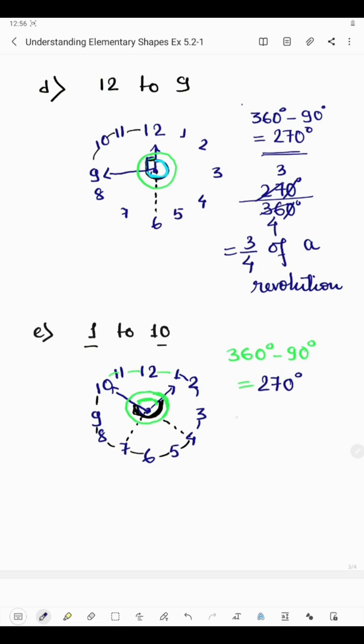Now what part of the revolution is it? A complete revolution is 360 degrees and 270 degrees is a part of 360 degrees. So if you cancel 0, 0, 9 3s are 27, 9 4s are 36. So if the hands of a clock move from 1 to 10, then it makes 3/4 of a revolution.